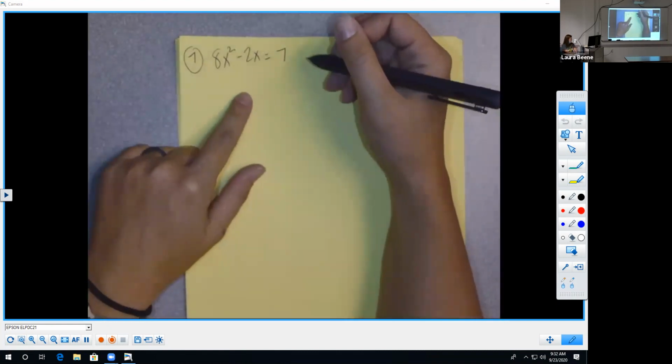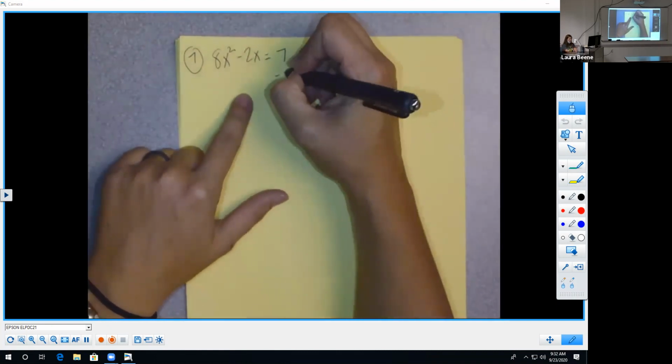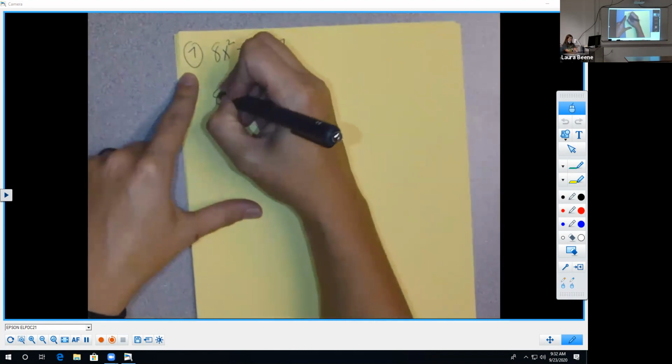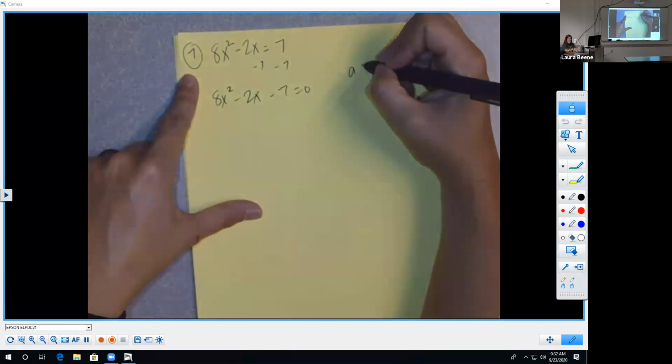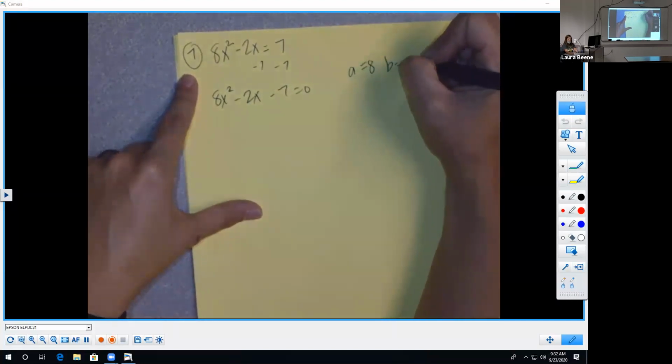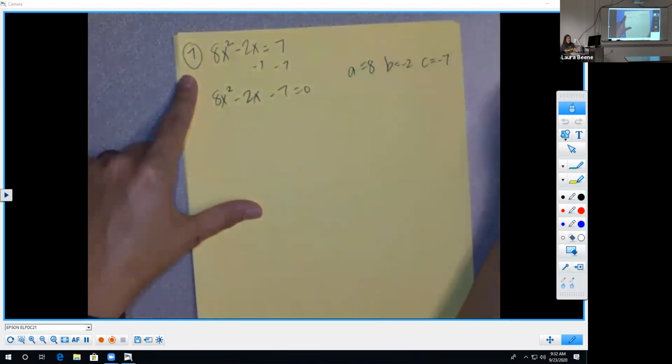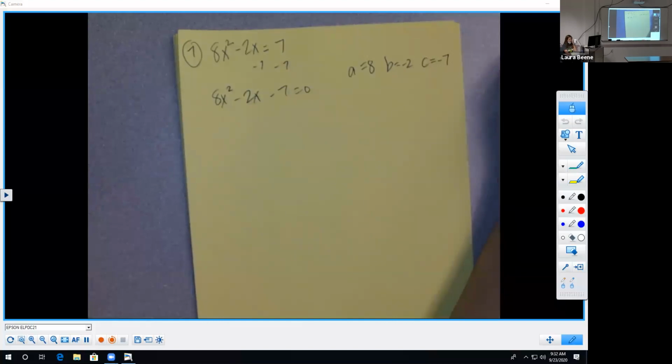Okay, for this one, you have to move the 7 first. So you get 8x squared minus 2x minus 7 equals 0. So our a value is 8, b is negative 2, c is negative 7. If you tried to do factoring, does this factor? Or didn't even try?